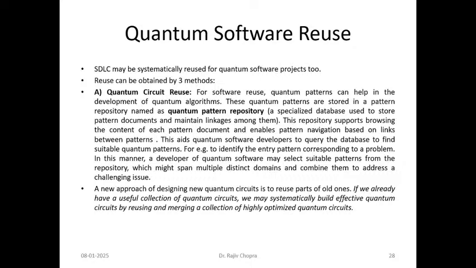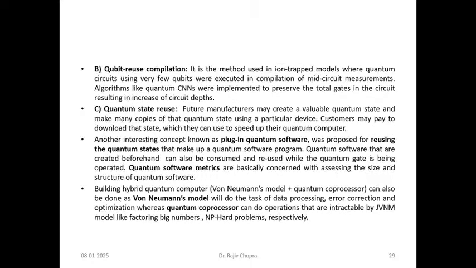If we already have a useful collection of quantum circuits, we may systematically build effective quantum circuits by reusing and merging a collection of highly optimized quantum circuits. A quantum pattern repository is a specialized database used to store pattern documents and maintain linkages among them. So quantum circuit reuse can be done. Qubit reuse compilation can be done. Algorithms like quantum CNNs were implemented to preserve the total gates in the circuit, resulting in an increase of the circuit depth. Quantum state can also be reused. Another interesting concept here is plugins, as I told you, for using the quantum state. Quantum software metrics can also be done and should be done.